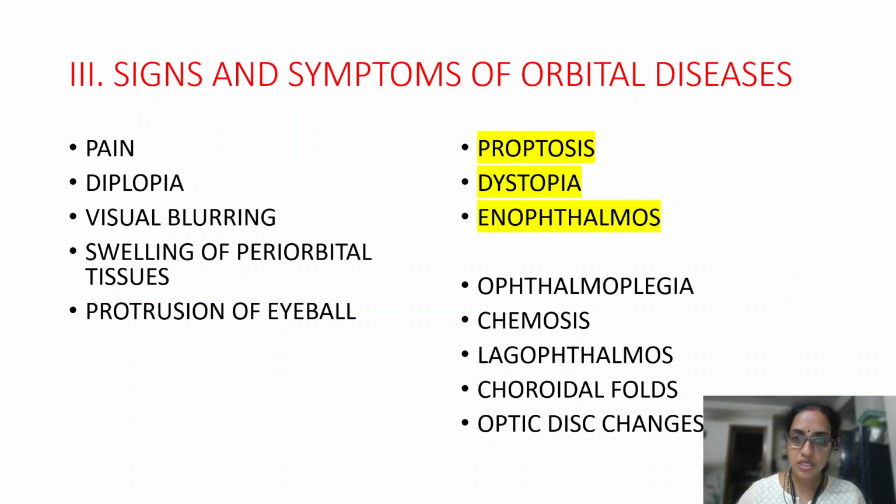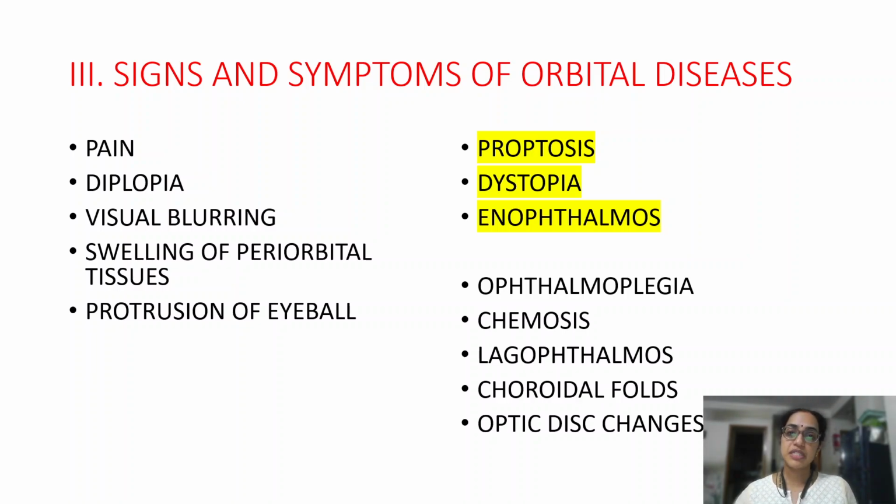What is proptosis? Proptosis is forward protrusion of the eyeball. Dystopia is displacement of the eyeball. The eyeball may not be protruded. So depending on whether it is displaced upwards, downwards or horizontally, we call it vertical or horizontal dystopia. Enophthalmos is inward positioning of the eyeball.